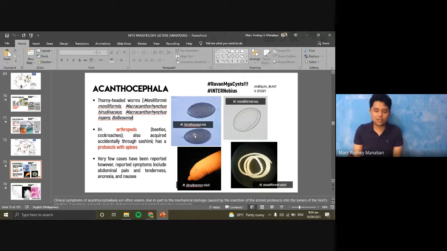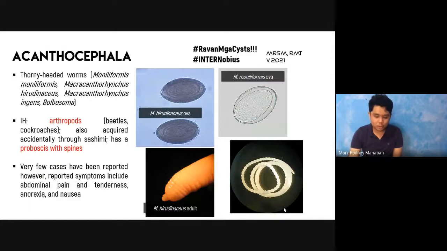So, these are the eggs of M. hirudinaceus and M. moniliformis. This is the adult M. hirudinaceus. This one here, the small part that seems to protrude, is the head of M. hirudinaceus. And as you can see, there are spikes, the spikes or spines, right? That's why it's called thorny-headed worms. And this is the adult M. moniliformis. As you can see, it seems to have segments, no? So its appearance is described as pseudo-segmented because it doesn't have true segments.